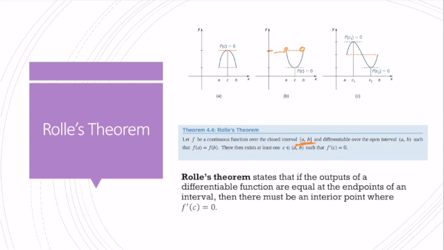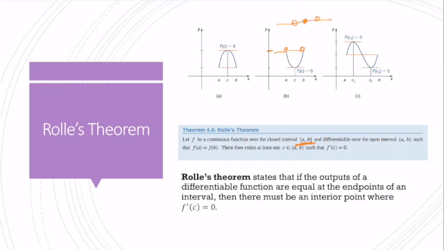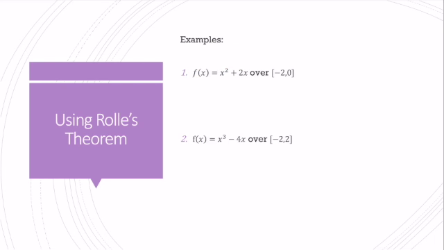Now, you might be saying, what if there was a straight line? Well, remember, a straight horizontal line would be 0 anyways. So, not super exciting. Because f prime of c gives us the slope, because it's the derivative. So, let's take a look at an example. I have x squared plus 2x over [-2, 0].